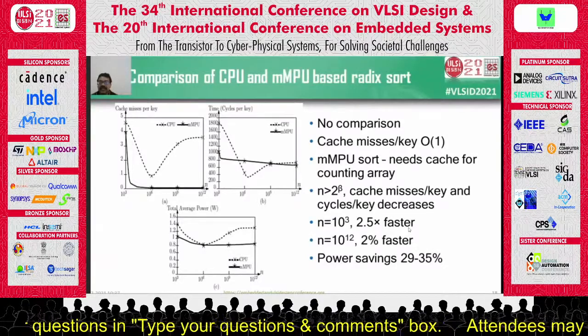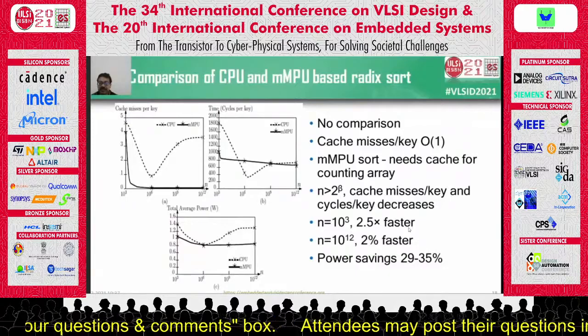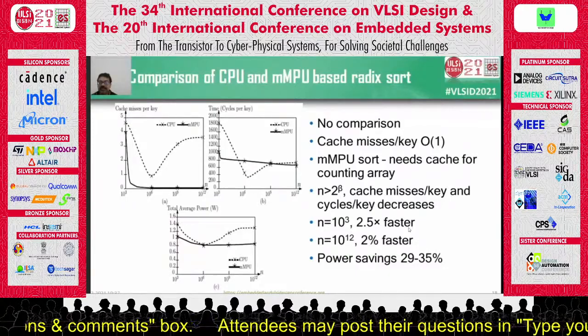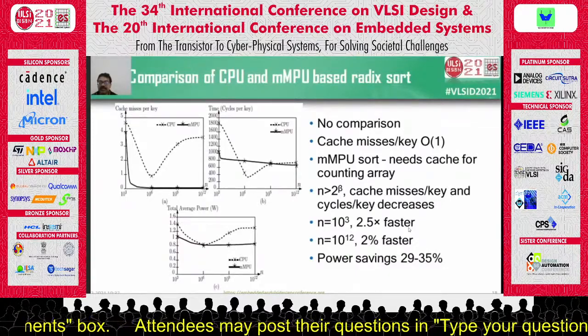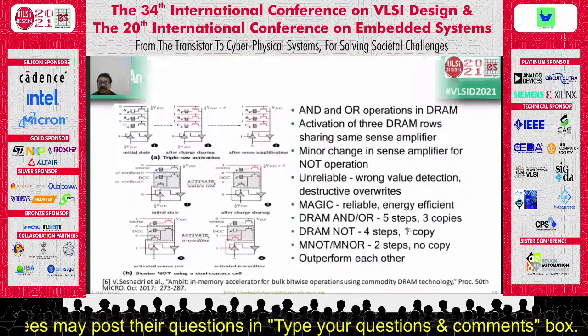In the case of the radix sort, there is no comparison. For a higher input size, the in-memory based sorting performs better and also achieves a considerable amount of power saving.